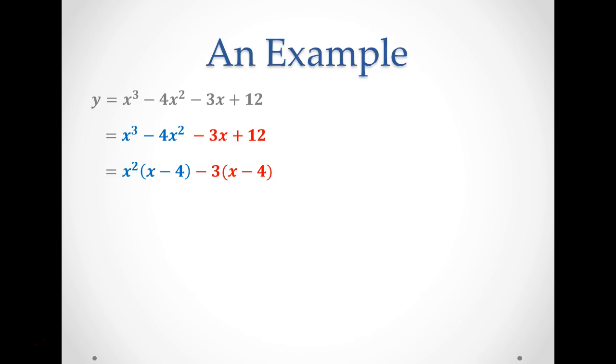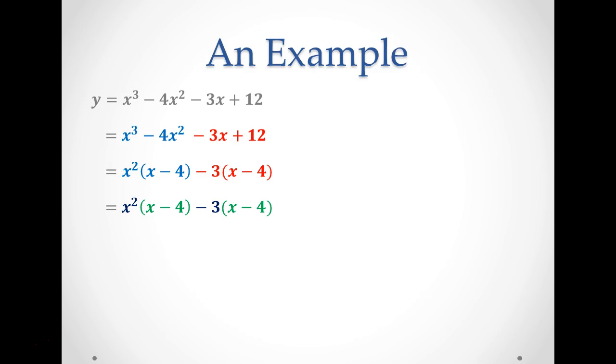Now, I can factor out x squared from x cubed minus 4x squared. They both have factors of x squared. And the greatest common factor between negative 3x and 12 is negative 3. So I factor that out. And again, I use colors so you can see what I factored out of what.